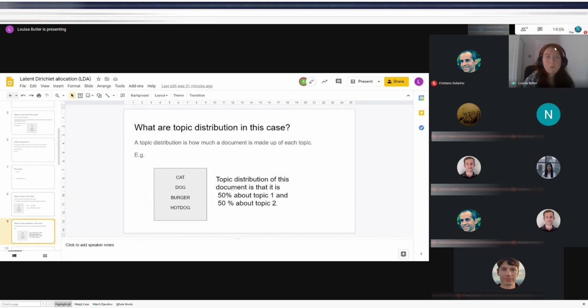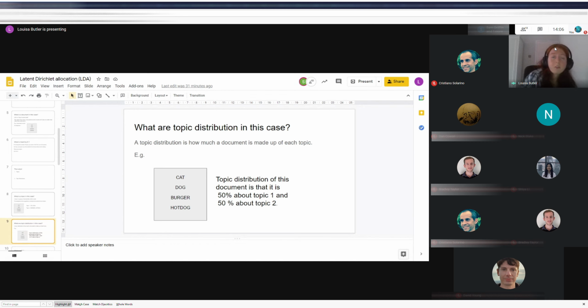So what's the topic distribution, our second piece of output? A topic distribution is how much a document is made up of each topic. So if you look at the example document again, based on the topics we defined in the previous slide, you could very easily see that the topic distribution of this document would be 50% about topic 1 and 50% about topic 2.